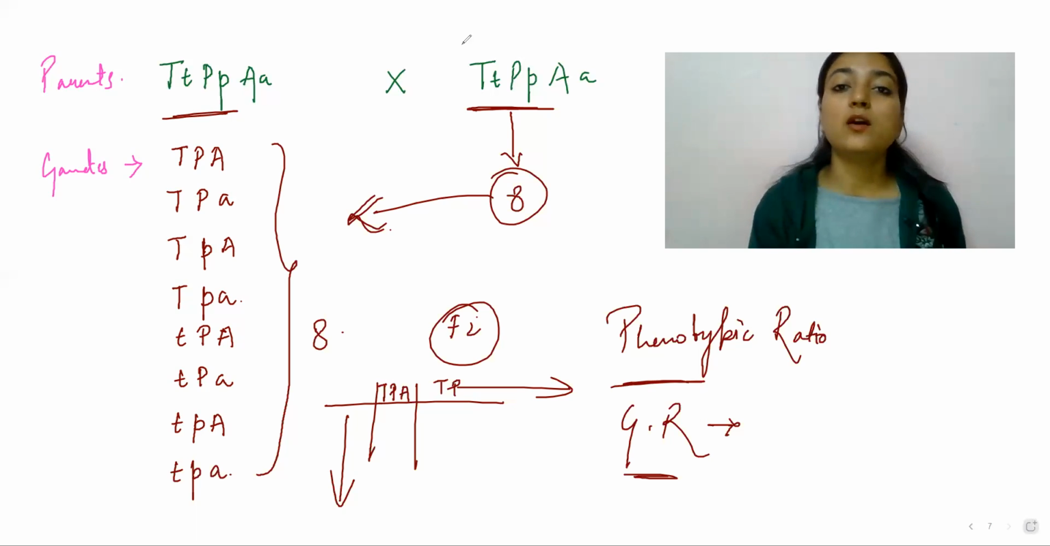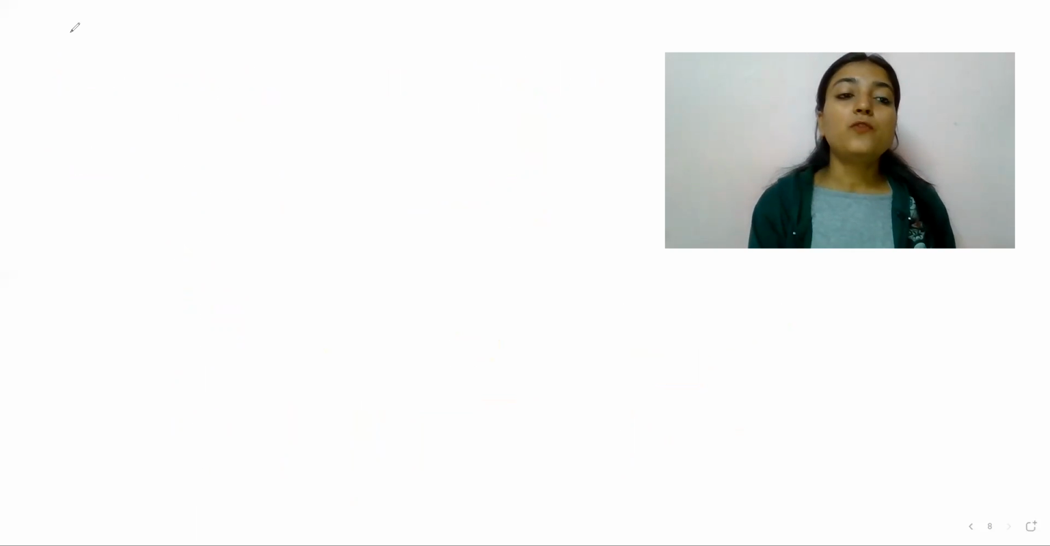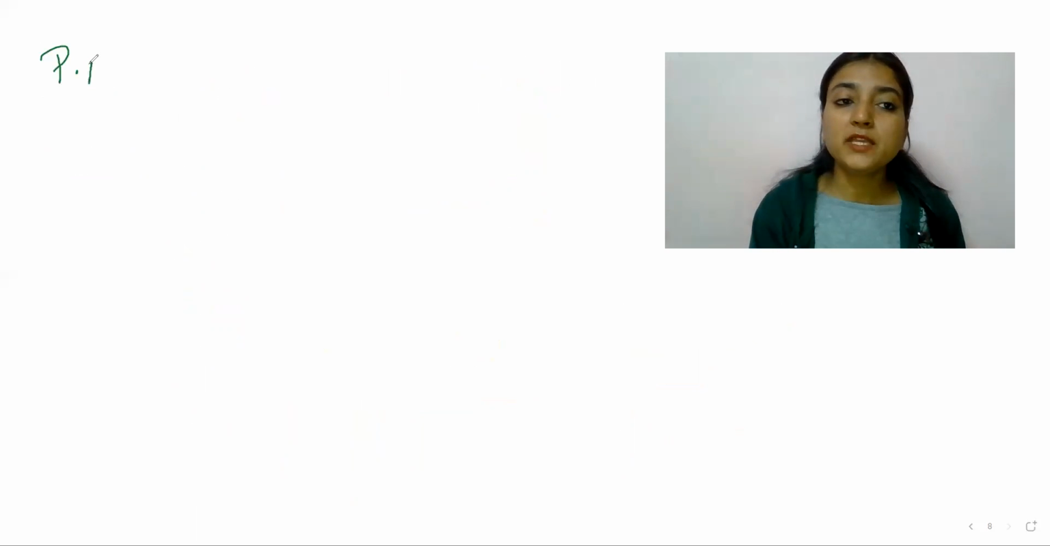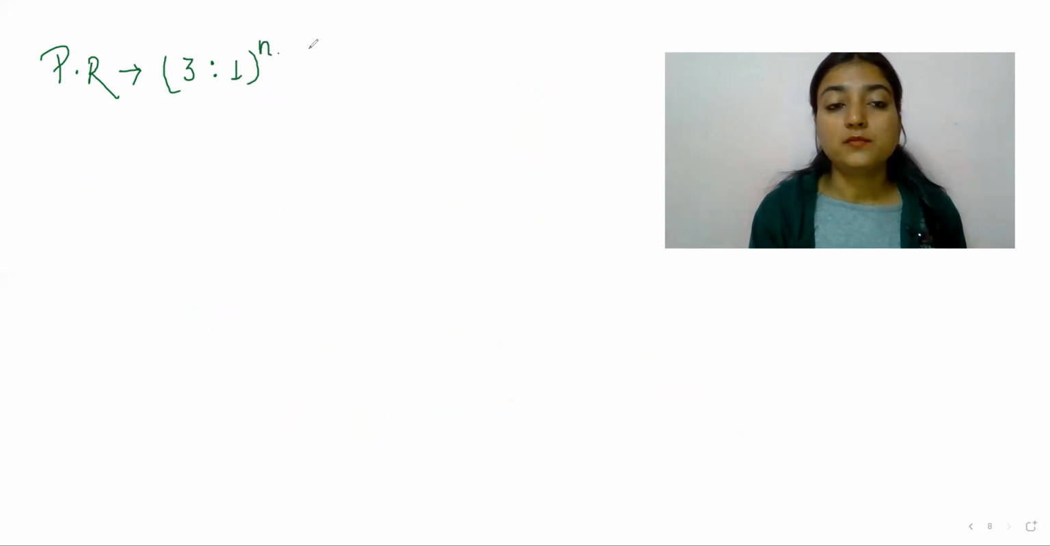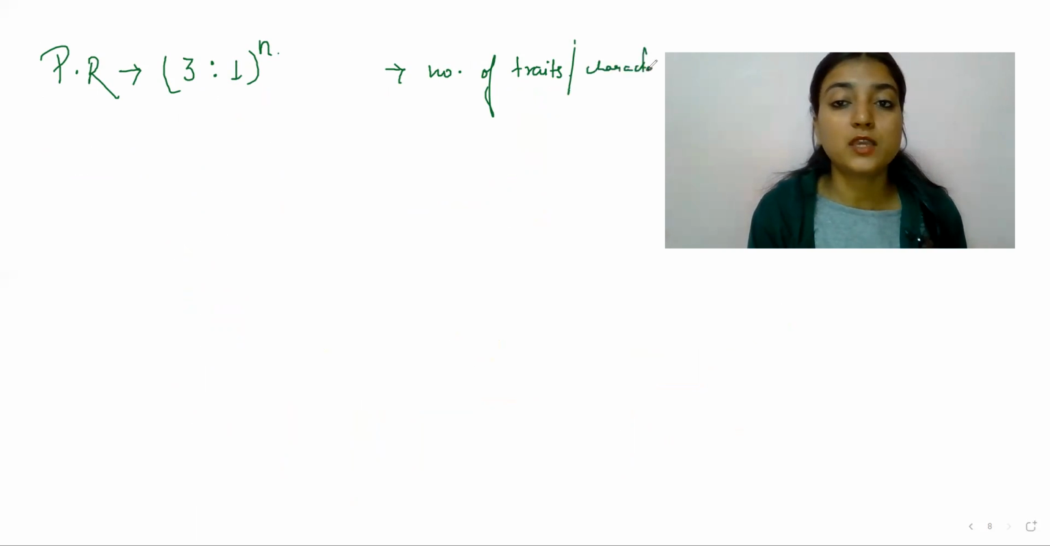Okay, so now we will study the formula, how to calculate it. So for the phenotypic ratio, we have a formula 3:1 to the power n. Okay, so n is the number of traits or characters you are taking. So for the monohybrid cross, in the F2 generation, this will be applicable.